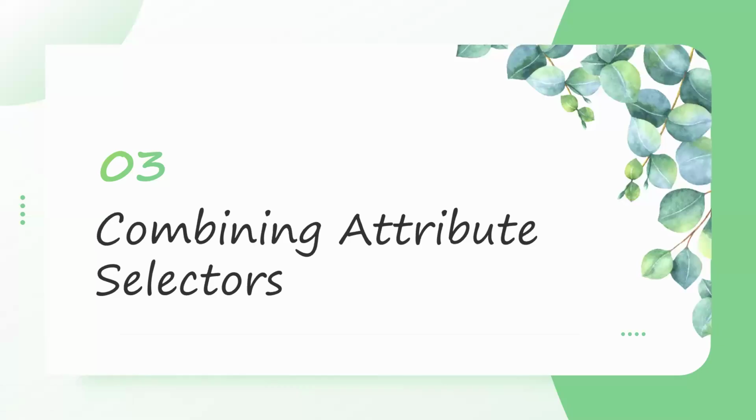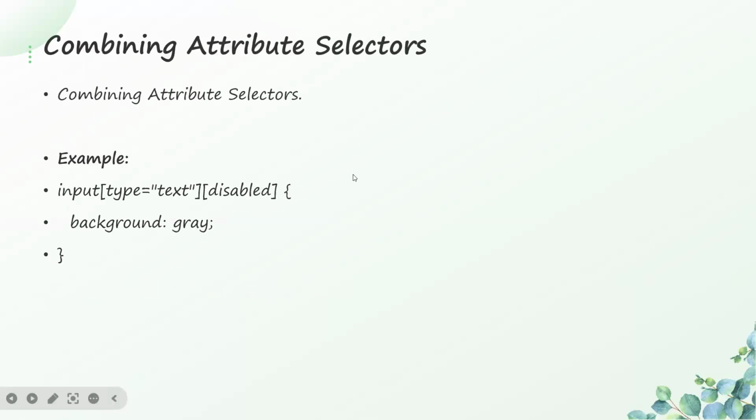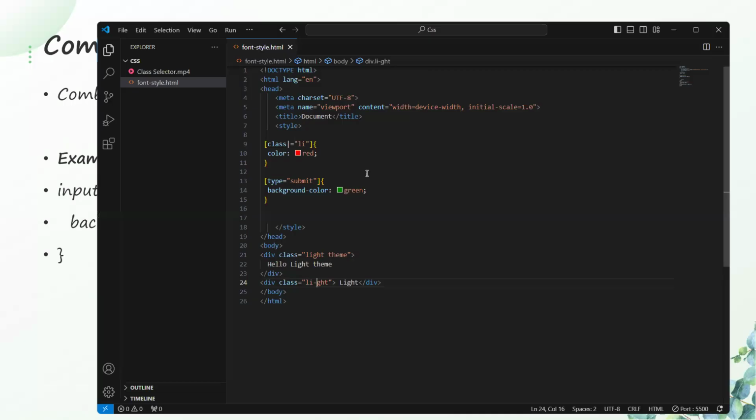So we can also combine attribute selectors. Combining attribute selectors, okay? Here we are saying we want input elements. We are targeting input elements that have the attribute type test and also that is disabled. So here we are targeting two attributes. So let's go and see. Let's target two attributes. That's combining attributes.